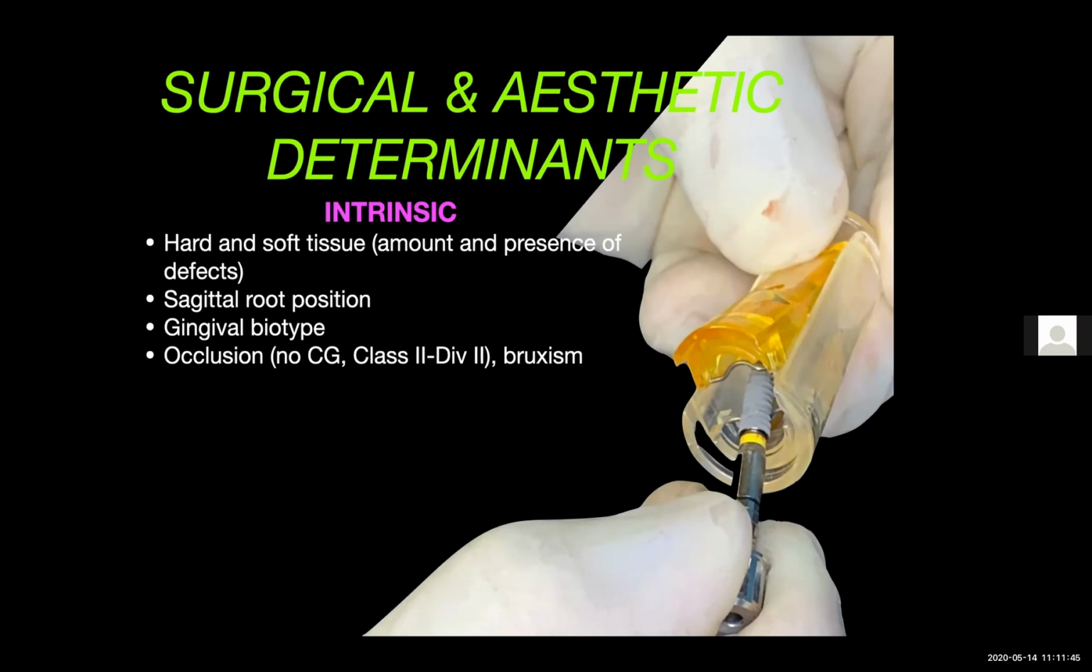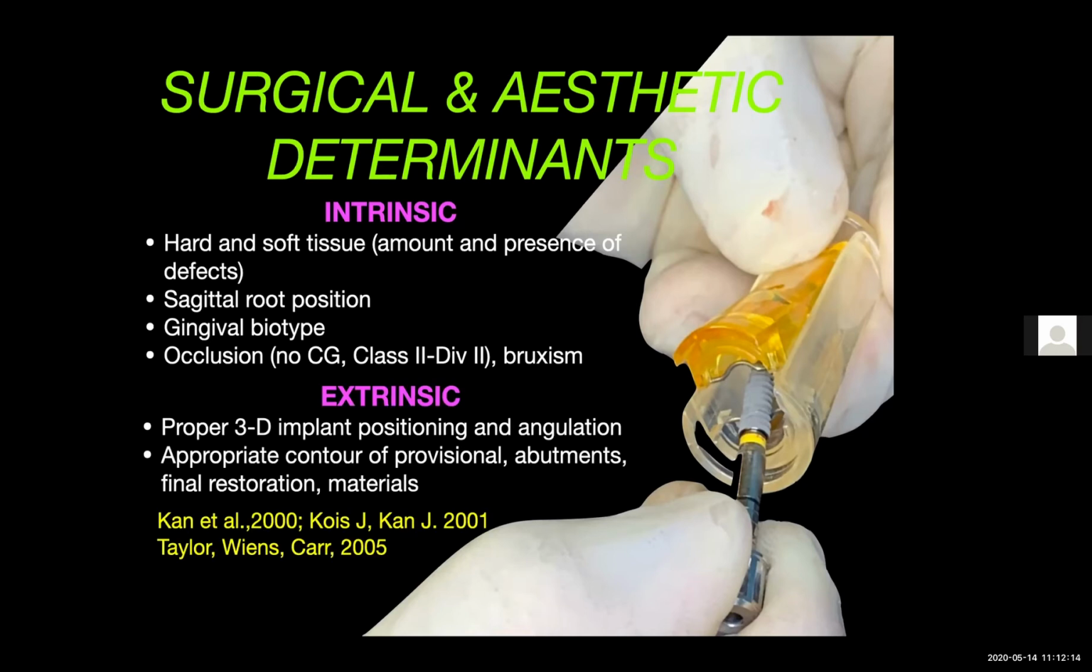And we need to also evaluate the occlusion, particularly in patients without canine guidance or patients with a class 2 division 2 malocclusion. In a class 2 division 2 malocclusion, you have excessive vertical with minimal horizontal overlap. And this occlusion scheme produces increased anterior joint forces, which result in loss of canine guidance and posterior deflective contacts. And over time, this causes overloading of the anterior implants.